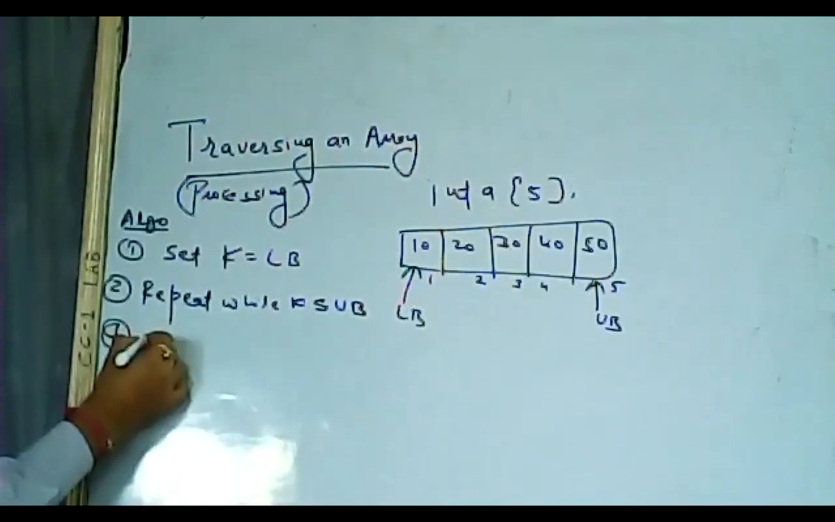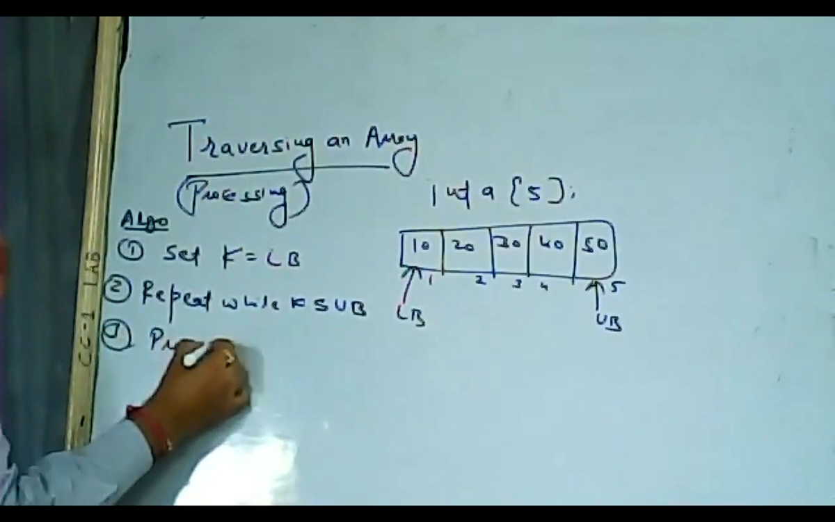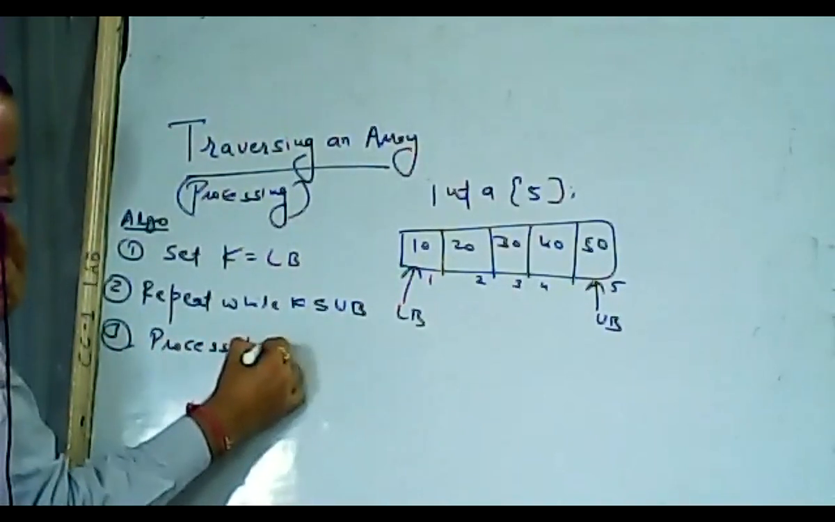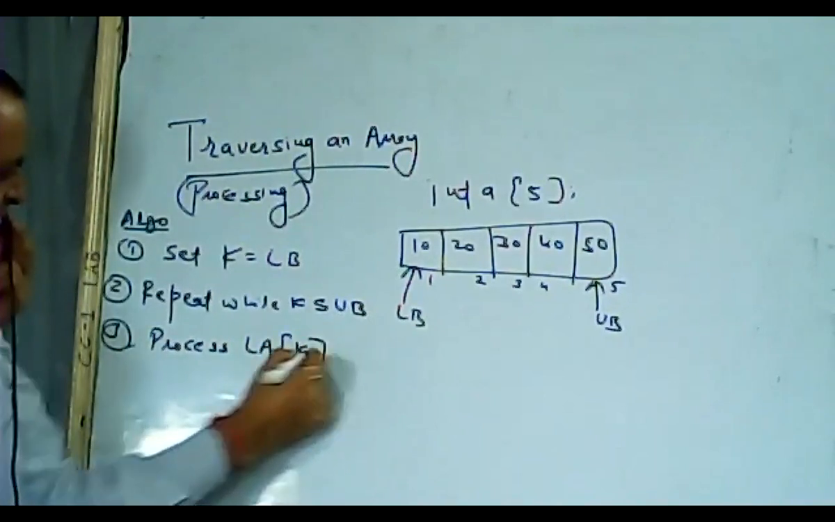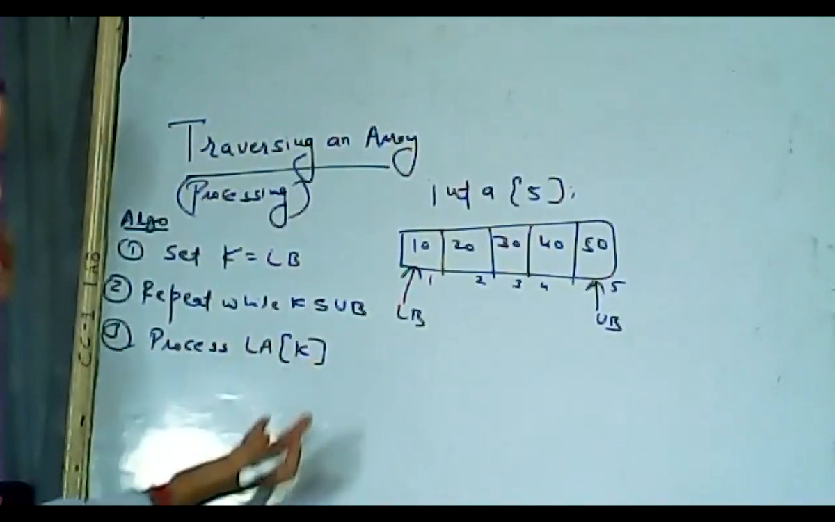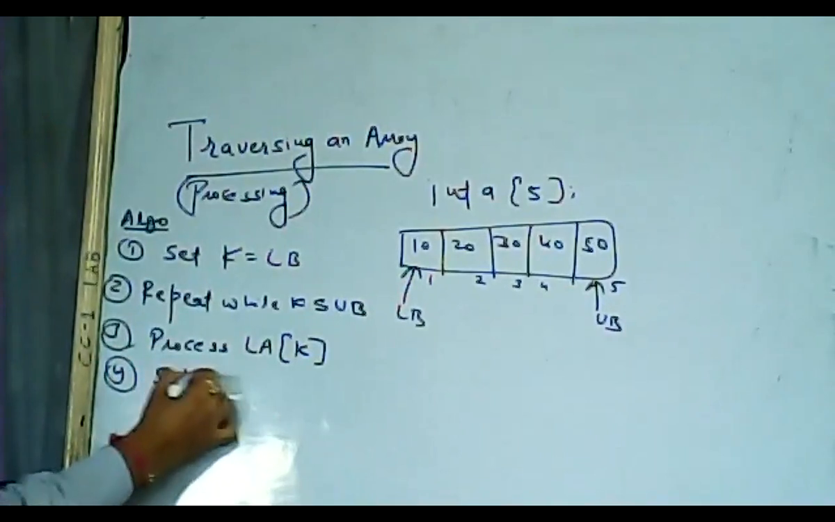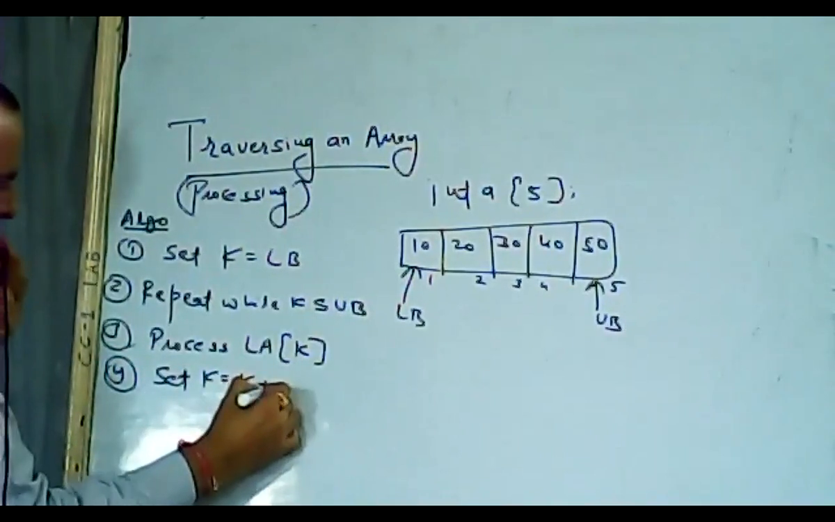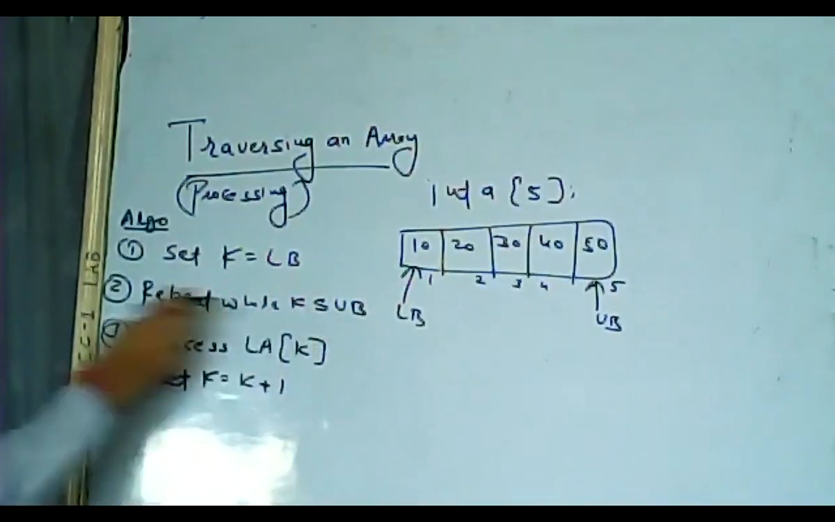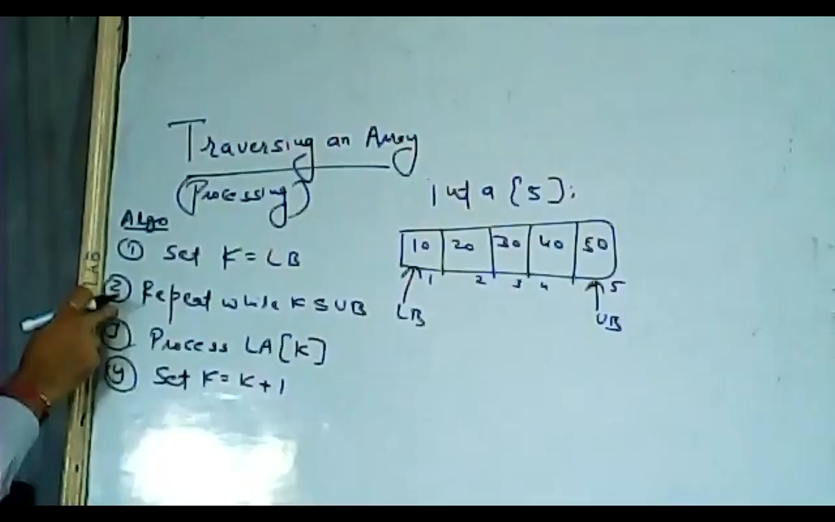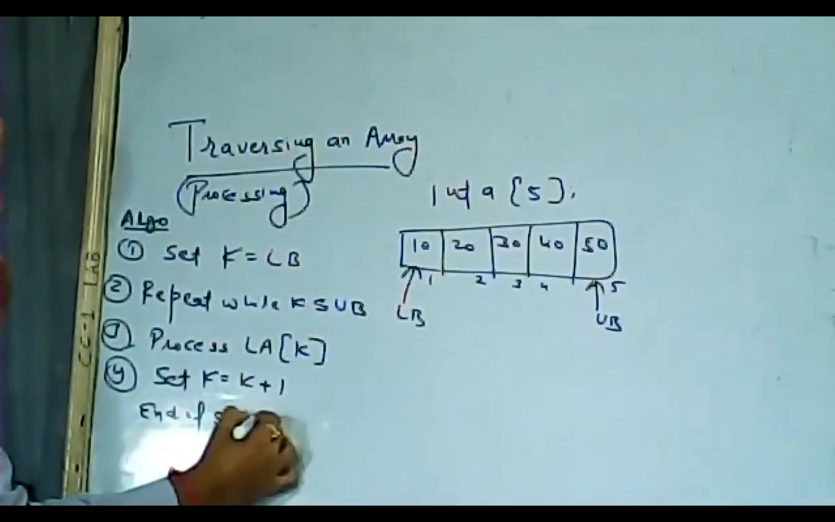Now the third step: process LA of K. LA is linear array; you can name anything, you can name the array A also. The fourth step is set K is equal to K plus 1, and this loop is on step 2. So here I will write end of step 2 loop.